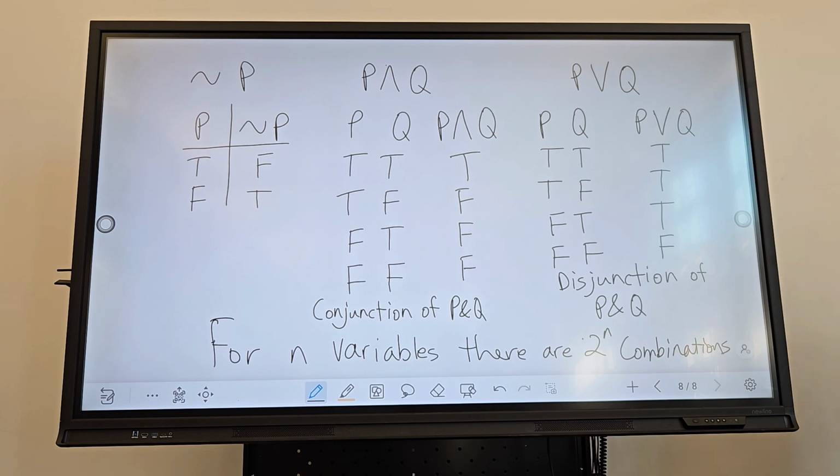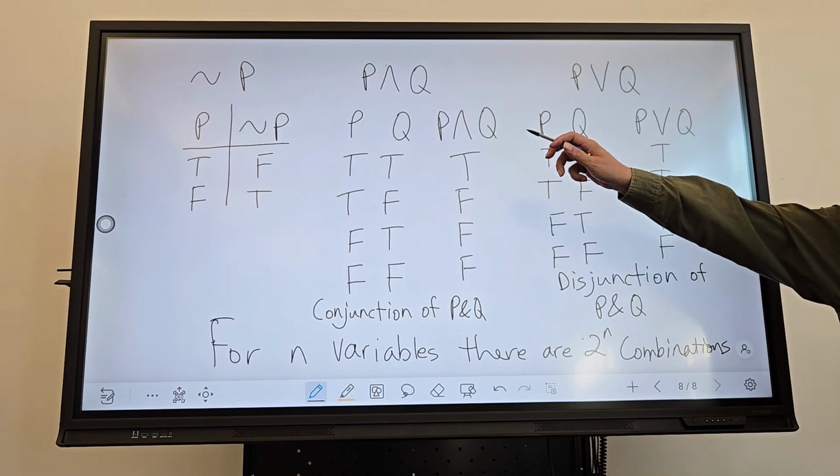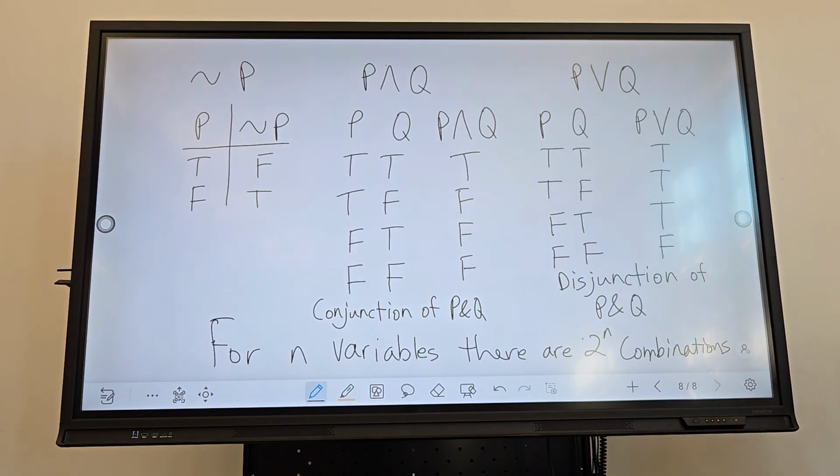So, a statement form is an expression made up of statement variables and logical connectives, which are the not, and, or, that becomes a statement when actual statements are substituted for the component statement variables. The truth table for a given statement form displays the truth values that correspond to all possible combinations of truth values for its component statement variables.